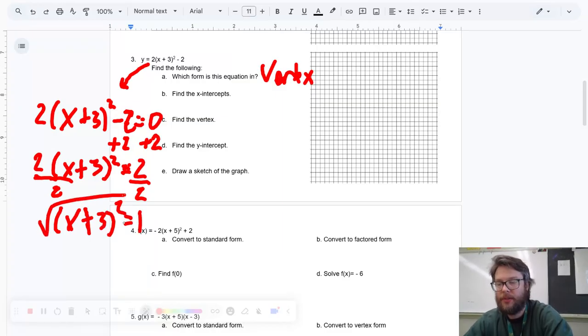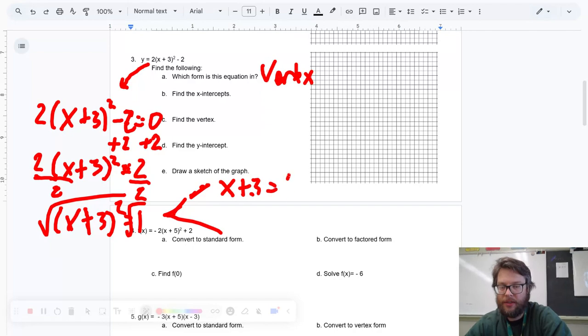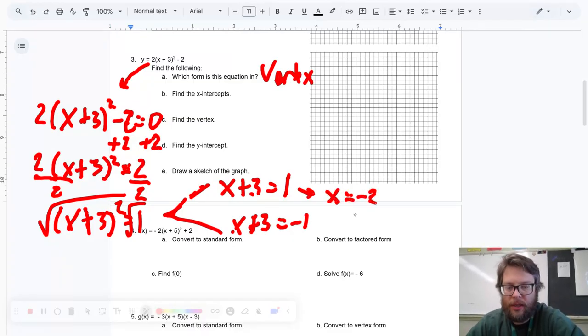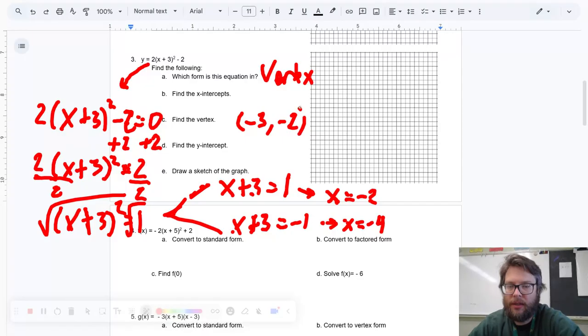Then I'm going to do the opposite of squared, which is the square root. So I get a positive 1 as one of the square roots, and I get a negative 1 as the other square root. And then solving for x means subtracting 3. So I get -2, and I get -4. The vertex is right there in the problem. -3 is the x value, -2 is the y value.